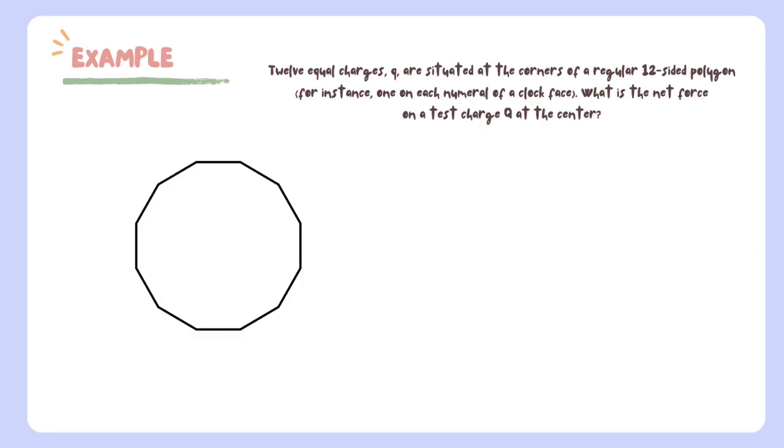So this example says we have 12 charges Q situated at the corner of a regular 12-sided polygon. We want to know what is the net force on the test charge Q at the center. A test charge is always positive. It's here to help us know, let's say if we have a negative charge Q, how its electric field affects, what force it applies on any other charge. We'll put a test charge to help us indicate the force of this charge. Either if it's here or here, we just want to know how strong the force of that charge is, and so we will use a test charge. So we have a test charge in here. A test charge is normally, always, a positive charge.